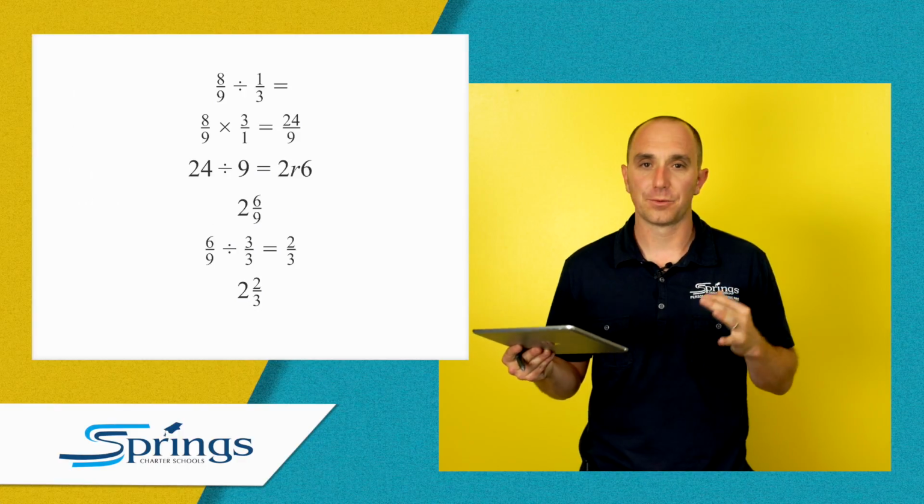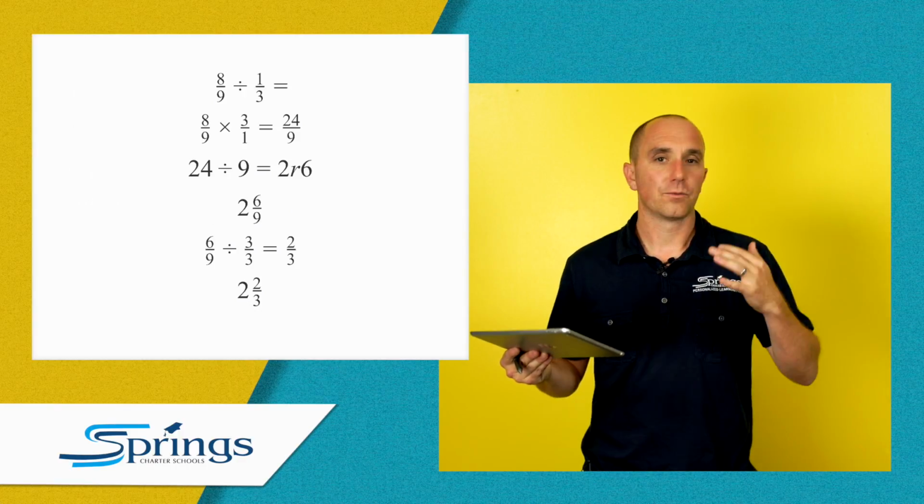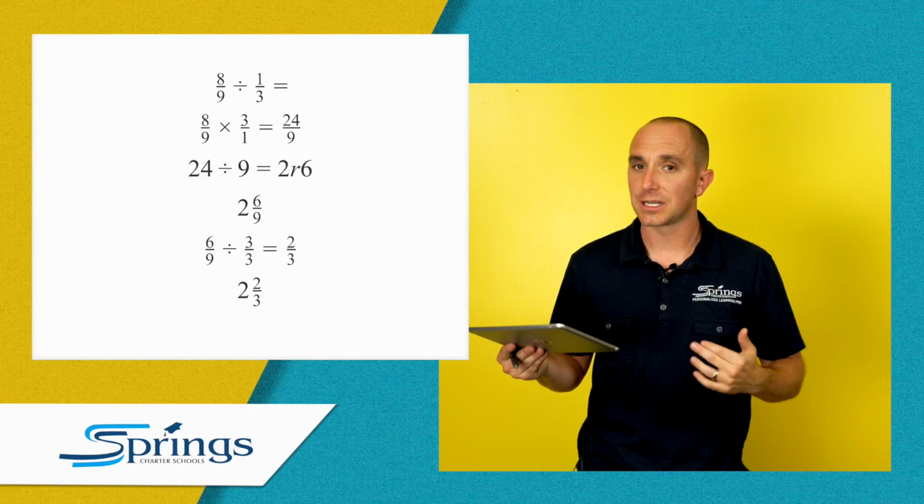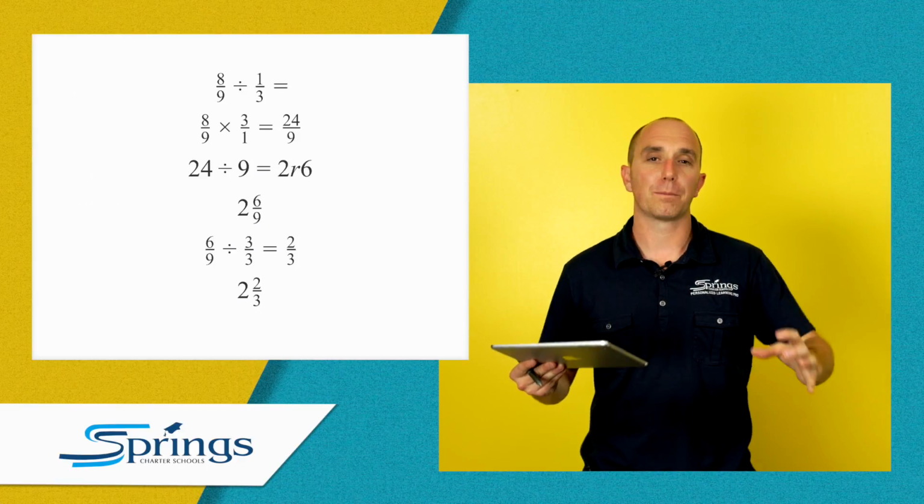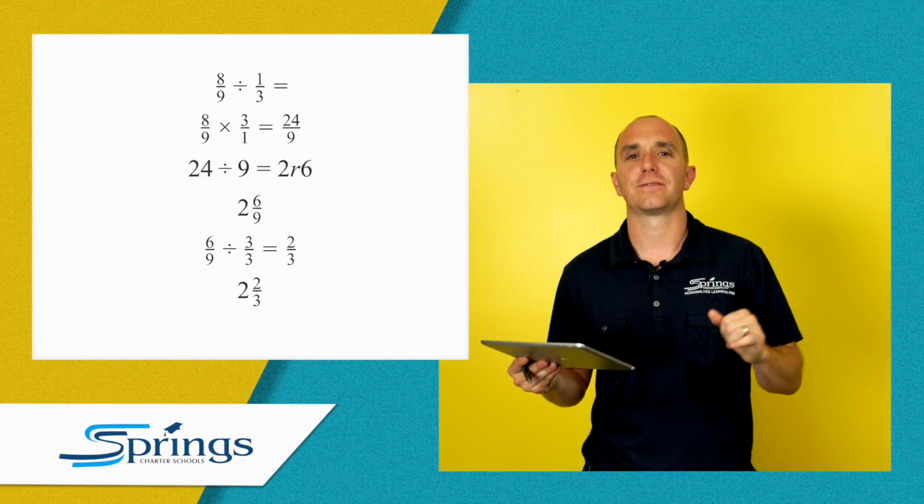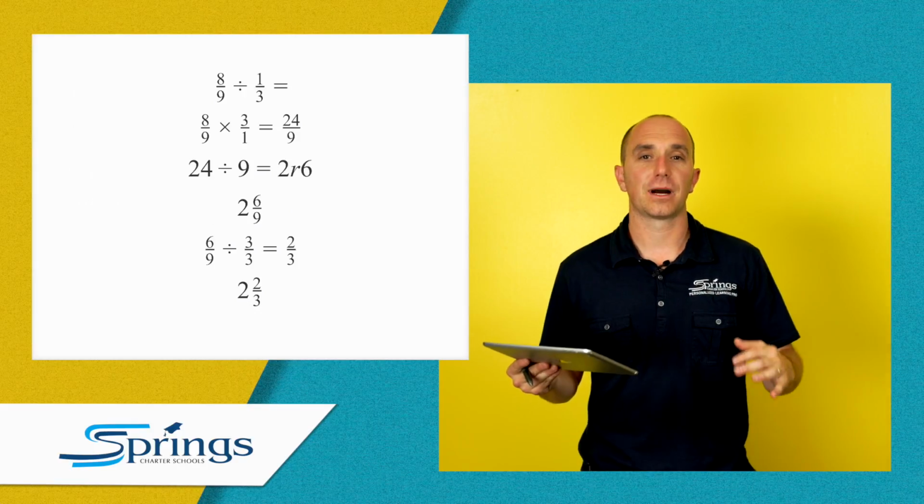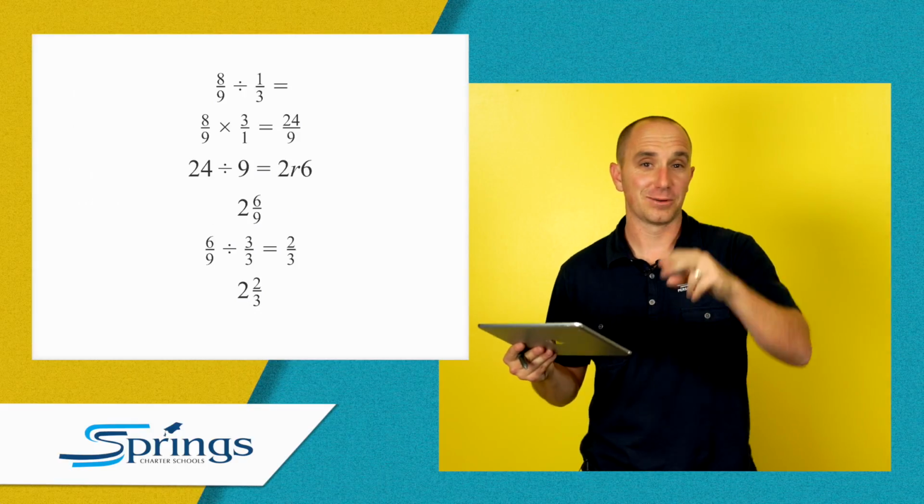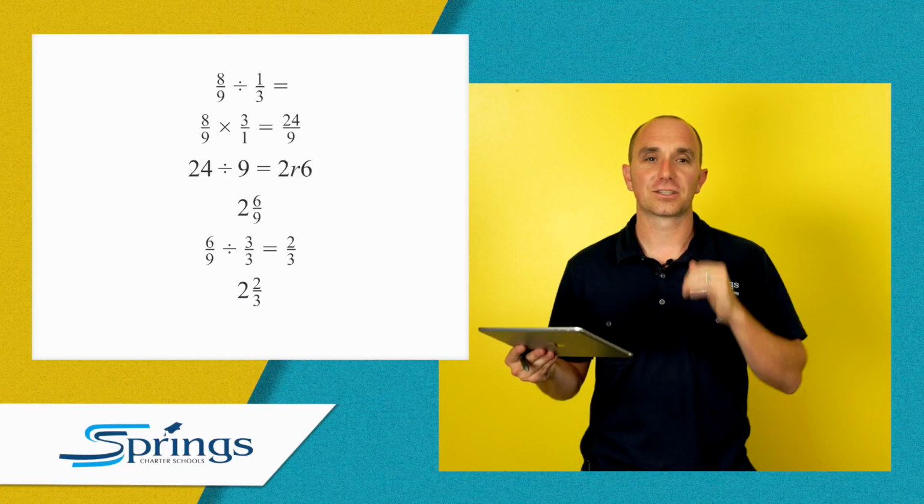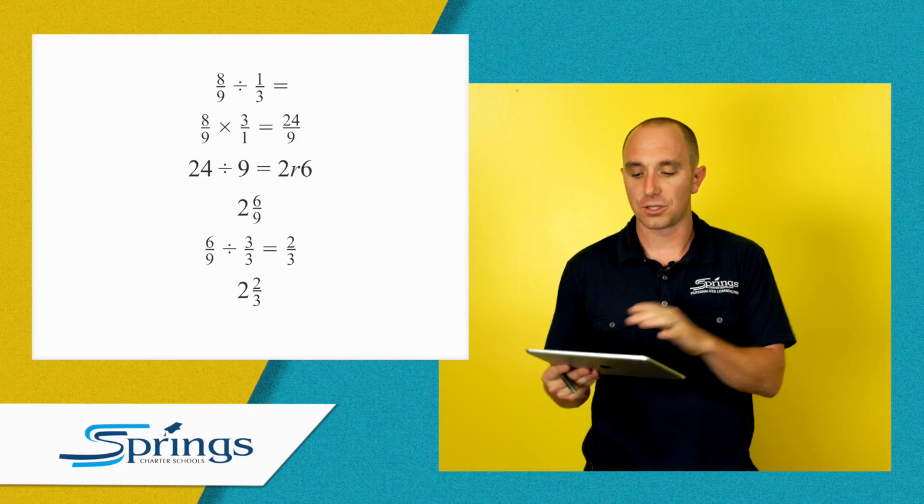Now, it's time to reduce. 6 over 9. We know they can get smaller. 6 can't go into 9, but 3 can go into both. So we're going to pull 3 out. 6 divided by 3 is 2. I got ahead of myself. 9 divided by 3 is 3. We have 2/3, so we have 2 and 2/3.